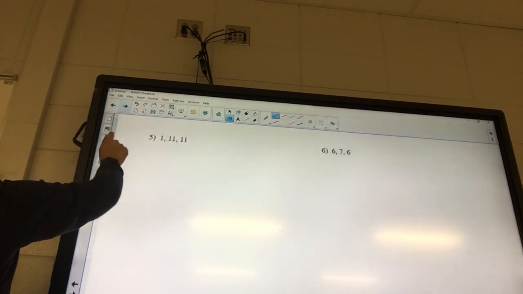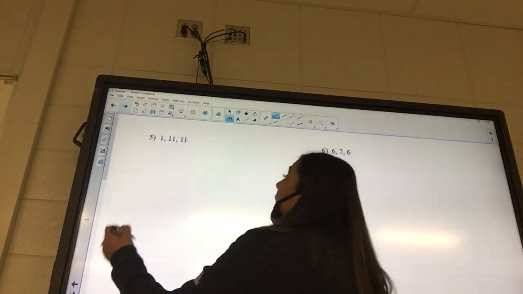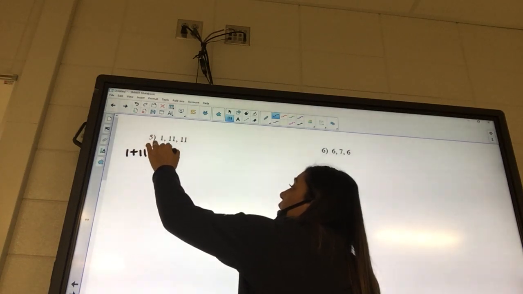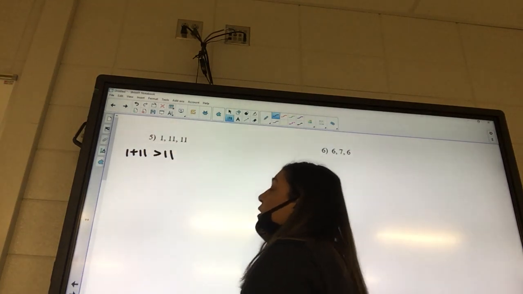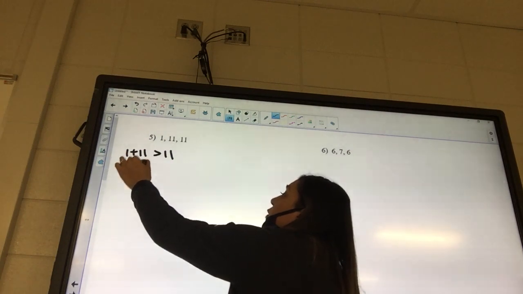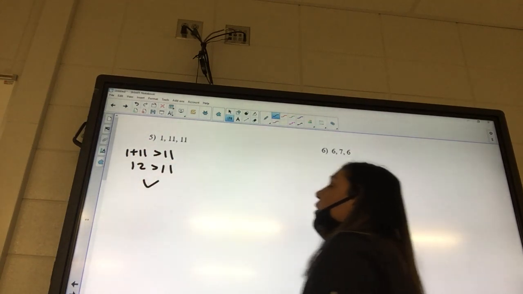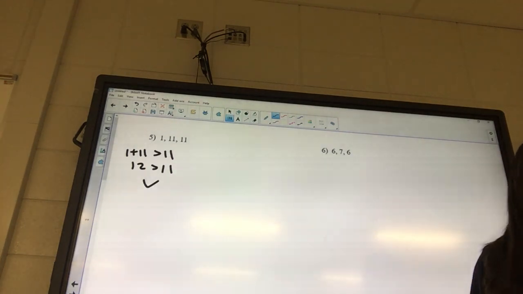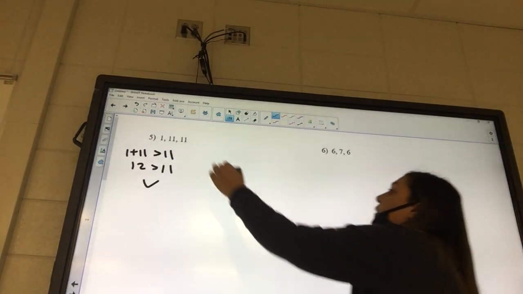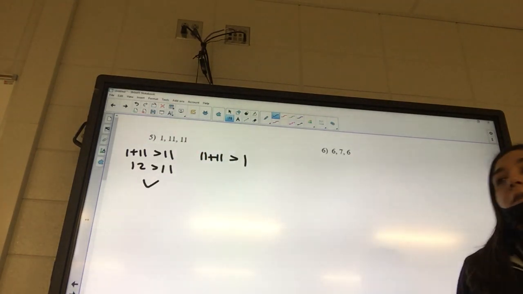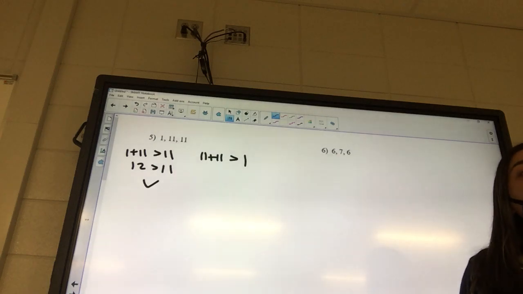Let's look at the next page. Let's look at 5. So we're going to have 11 plus 1 is greater than 11. Okay, what's 11 plus 1? 12. Is 12 greater than 11? Yeah, so that one checks out. Our next one, what would you add up next? 11 and 11. Is 11 plus 11 greater than 1? Yeah.